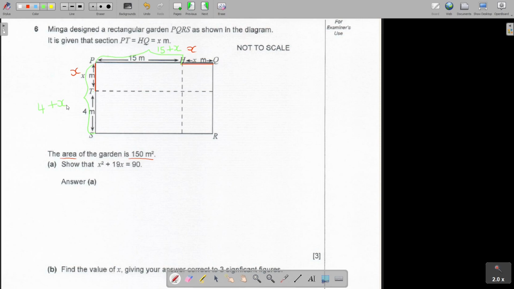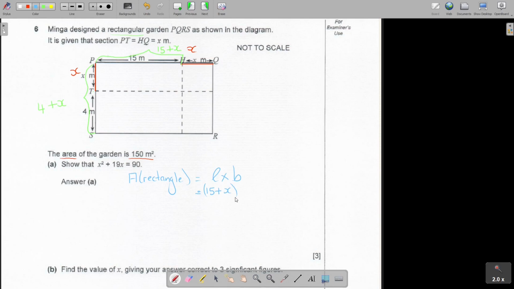I think that's what they mentioned in the beginning of the report, that students struggle to put something like a side in terms of algebra. If they say x is 2, then you will say 15 plus 2, 4 plus 2. But if you don't know, you put x, and then it's unlike terms, and you just leave it like that. Now I can start. They say Minga designed a rectangular garden, and then they give the area. So I know the area of a rectangle equals length times breadth. And then the length is 15 plus x.